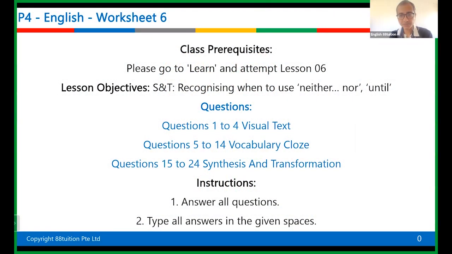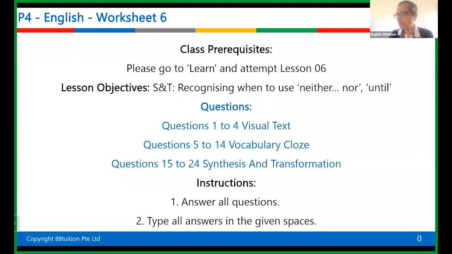Okay, so today's lesson, we are going to look at, first of all, visual text. You know what's visual text, right? You're given a stimulus, like a poster, then they ask questions about the poster. So you have to be very careful as to how you read all the important information. Then after that, we do a vocabulary cloze, like how we normally do, and then the synthesis and transformation.